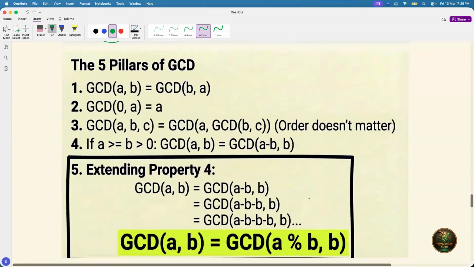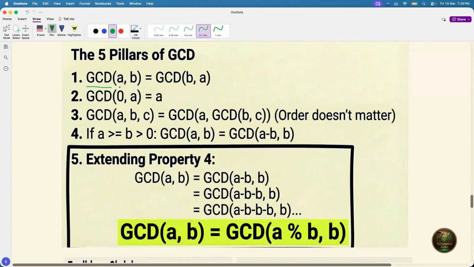So let's see some properties of GCD. The first property is GCD of A comma B will be equal to GCD of B comma A. Similarly, we just learned that when we do GCD of any number with 0, we get the same number. Similarly, if we have to calculate the GCD of n numbers, it can be calculated in any order. So GCD of A comma B comma C can be calculated as GCD of A comma GCD of B comma C, or as GCD of B comma GCD of A comma C, or in any other combination. So the order really doesn't matter.